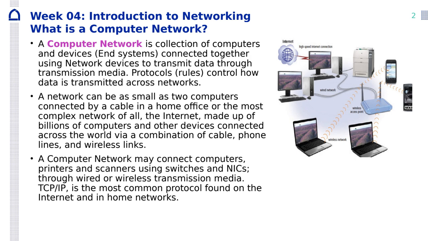A computer network is a collection of computers and devices, or end devices, that are connected together by cable, wireless, or Wi-Fi, to transmit data through transmission media, like your cable or Wi-Fi or satellite. Protocols control how data is transmitted across the network. These are called network protocols.